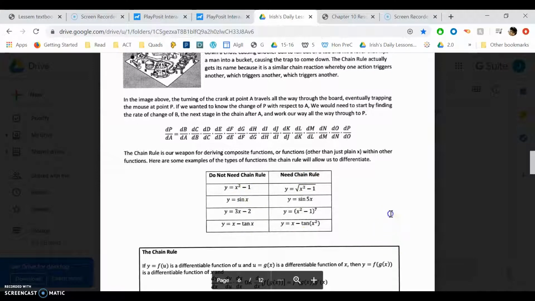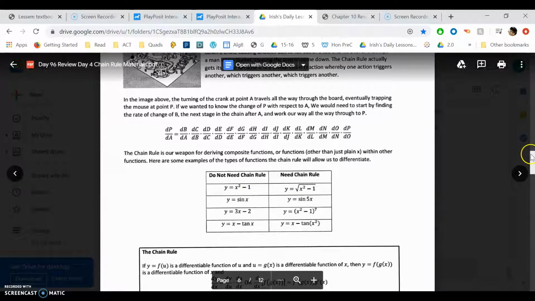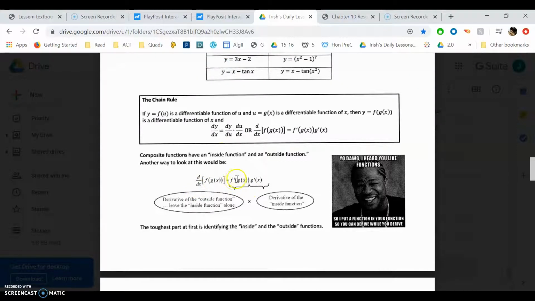Okay, so what is the chain rule? Well, here you go. Let's keep going. Let's scroll it. Sorry, scrolled too much. So it's the derivative of the outside, keep the inside, times derivative of the inside. So it's all written right here. So pause the video and write this down also.